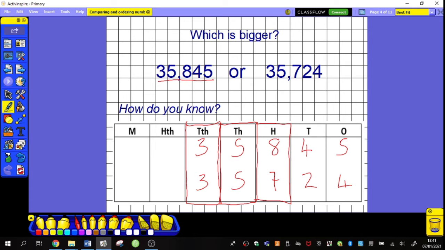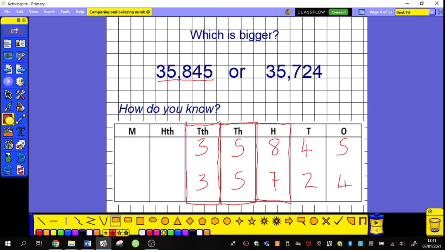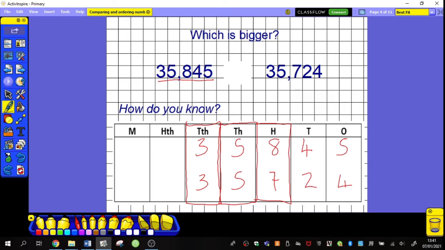Now mathematically, how do we show that? This is where we need to use our greater than and less than sign. So I'm going to take out the or and I'm going to use my greater than sign because 35,845 is greater than 35,724. Best way to remember this is the crocodile wants to eat the bigger number. I wouldn't expect in year 6 for my greater than sign to have any teeth in it, but if you do want to remember that crocodile eats the bigger number, that will often help.